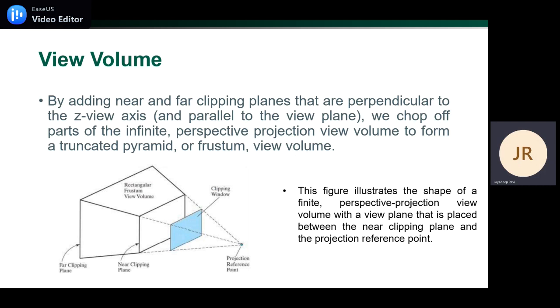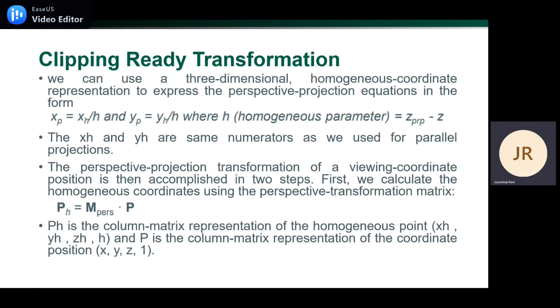If we add near and far clipping planes that are perpendicular to the z axis, we chop off the infinite parts of the perspective projection view volume to form a truncated pyramid, which is known as the view volume. This is the view volume. The one without dotted lines is the truncated pyramid, also known as the frustum. Now we will move on to the clipping-ready transformation.